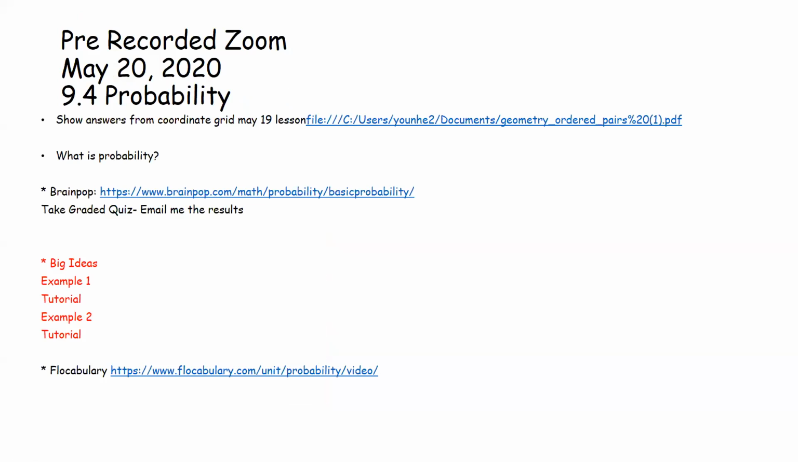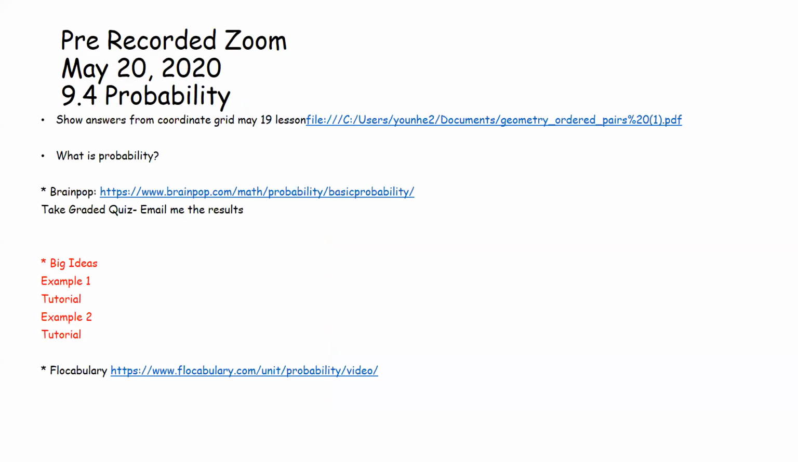And so our chapter 9 in our textbook, 9.4, which I'll show you here in a moment, is about probability. So we're going to look at that. I'm going to show you just answers from yesterday's homework assignment, or the lesson, sorry, that you did at home. We're going to talk about what is probability. I'm going to show you a Brain Pop, look at the textbook, and the vocabulary.